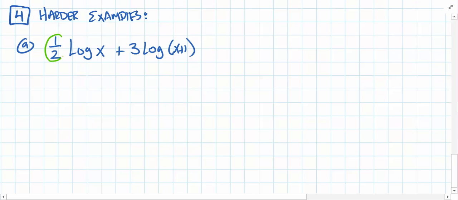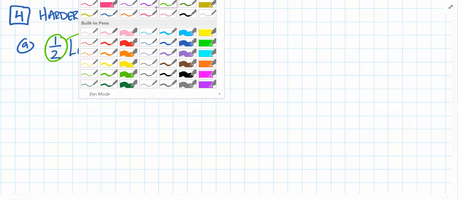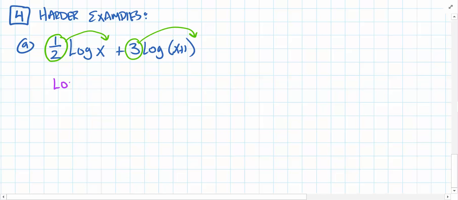It came from the exponent on the x. Okay. Where did this 3 come from? It came from the exponent on the x plus 1. So when we begin, we're going to say, okay, this is log base 10 of x to the 1/2 plus log base 10 of x plus 1, to the third. Everybody get that part? Yes, thank you. Okay, now, what's a better way of writing x to the 1/2 power?